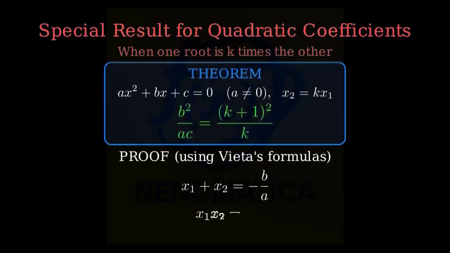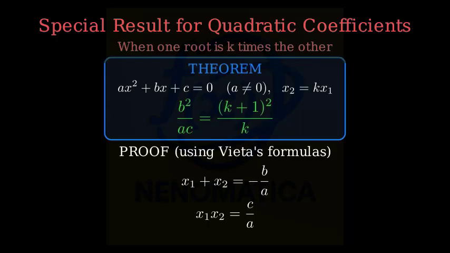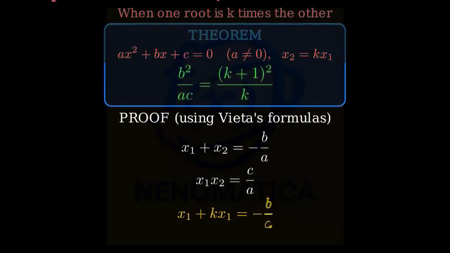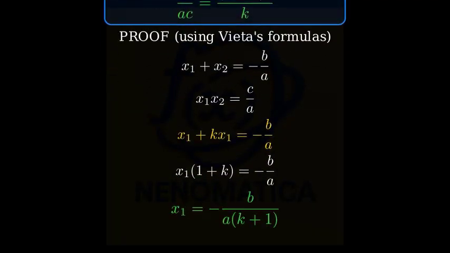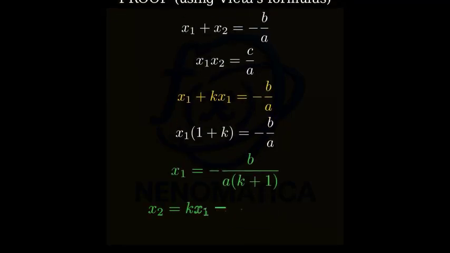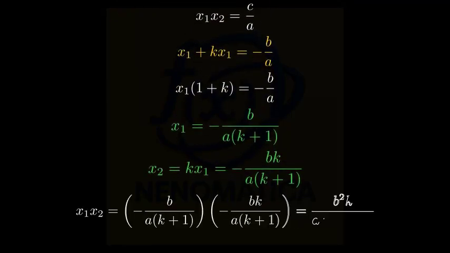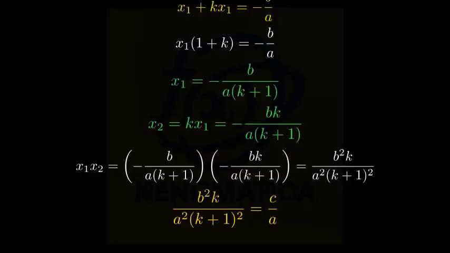Let x1 and x2 be the roots. Then, the sum x1 plus x2 equals negative b over a, and the product x1 times x2 equals c over a. Because x2 equals k times x1, substitute into the sum. We get x1 plus k x1 equals negative b over a. Factor x1 to obtain x1 times the quantity 1 plus k equals negative b over a. Therefore, x1 equals negative b divided by a times the quantity k plus 1. Next, x2 equals k times x1, which becomes negative bk over a times the quantity k plus 1.